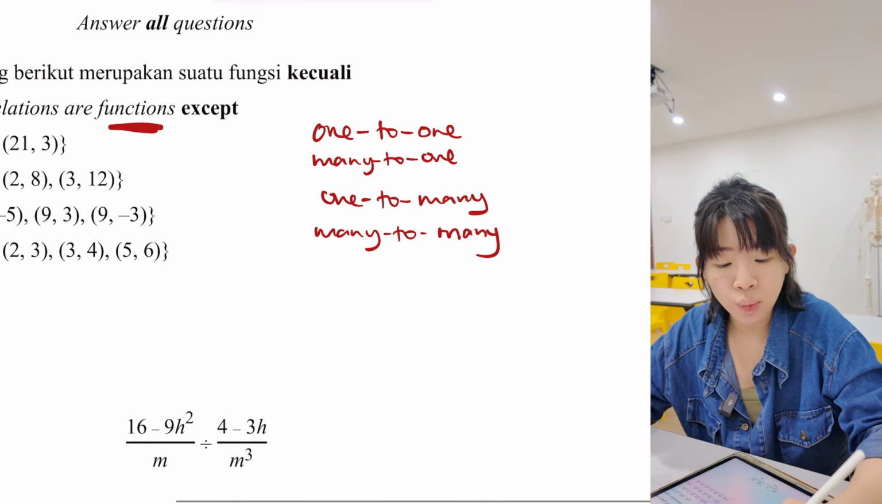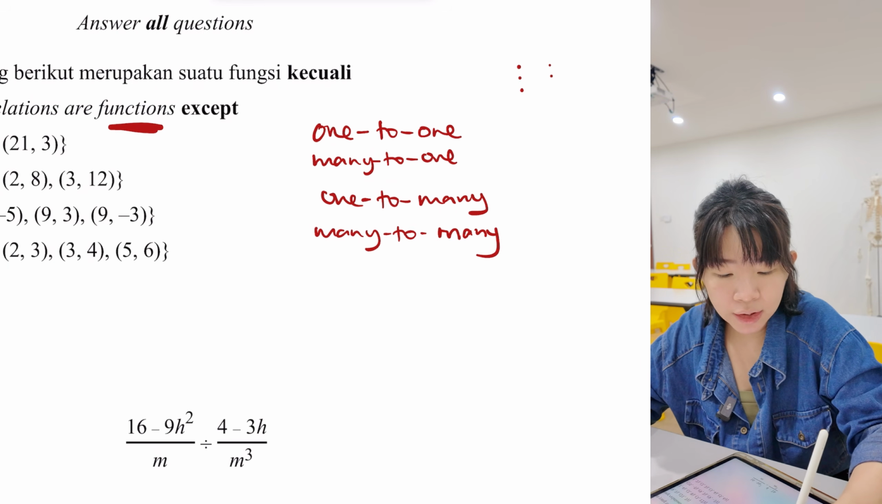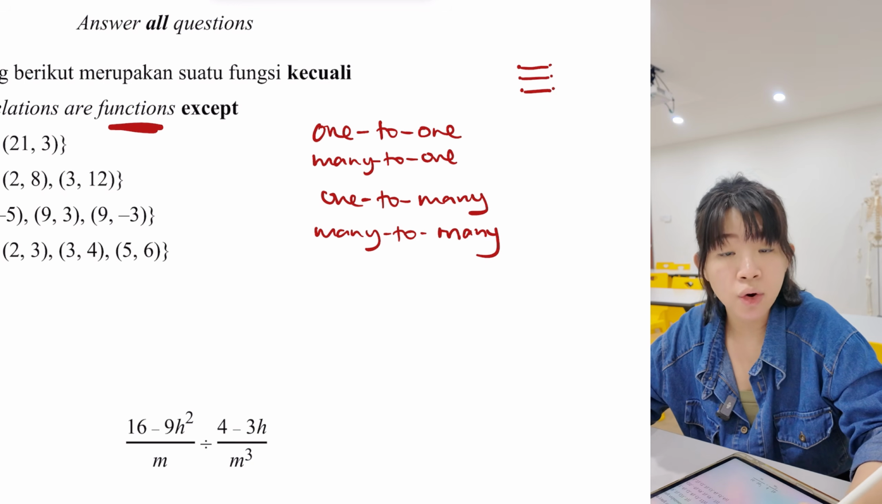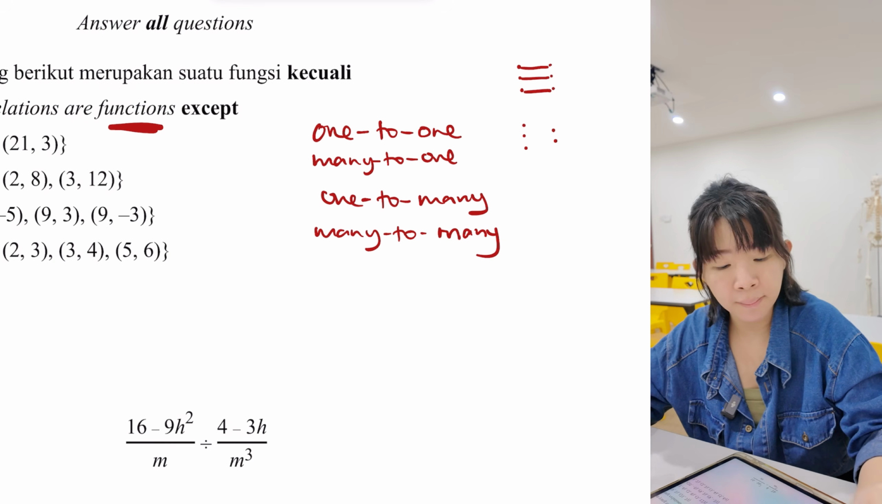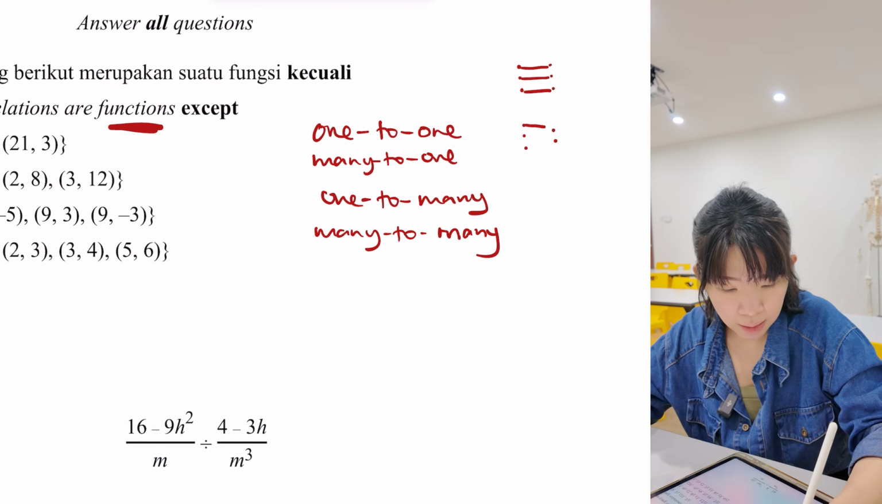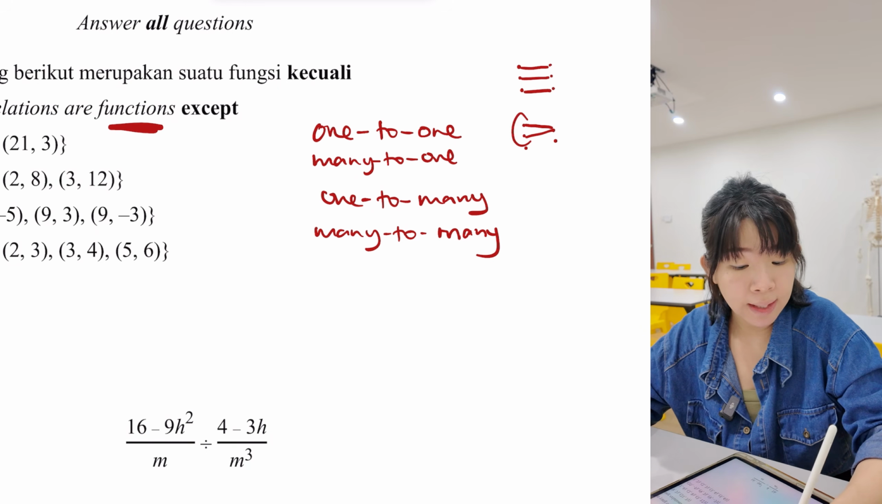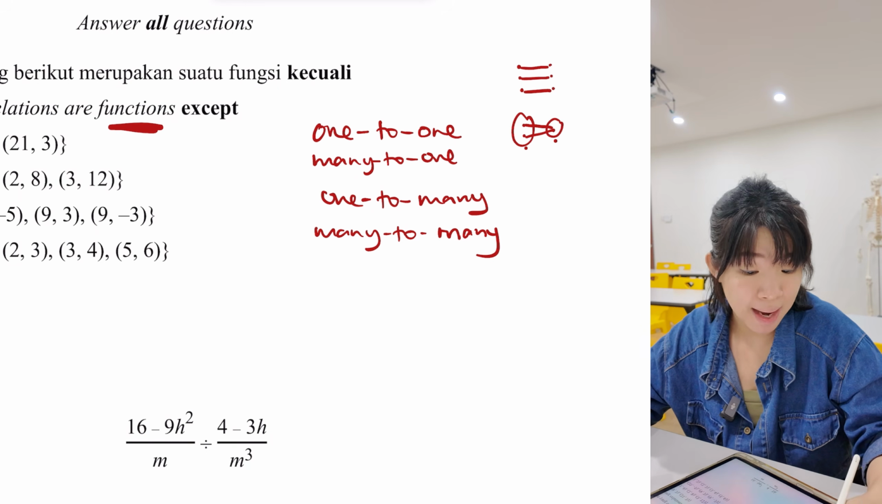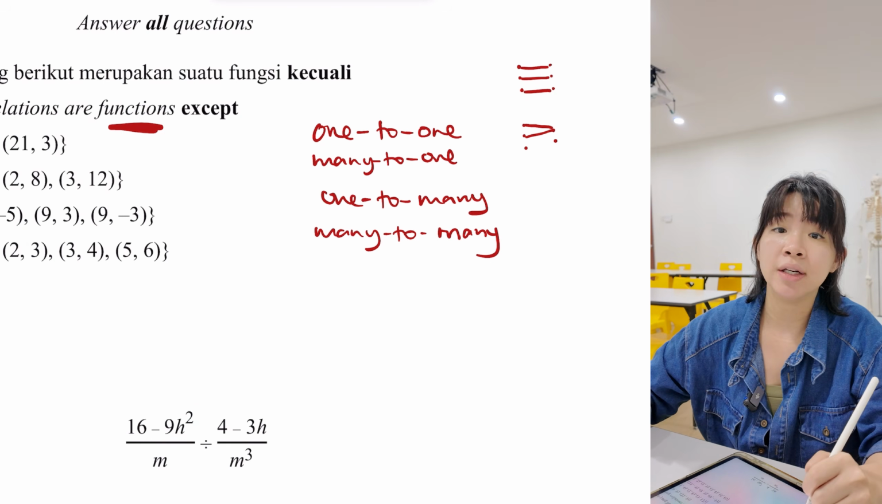Okay, so when we say 1 to 1, you have to remember that the x and y on the right hand side don't repeat. So this is called 1 to 1. For many to 1, for example, maybe you will see 2 different numbers, you will get the same answer. So we call it many to 1. Okay, 1 to many and many to many, I'm not going to discuss here.